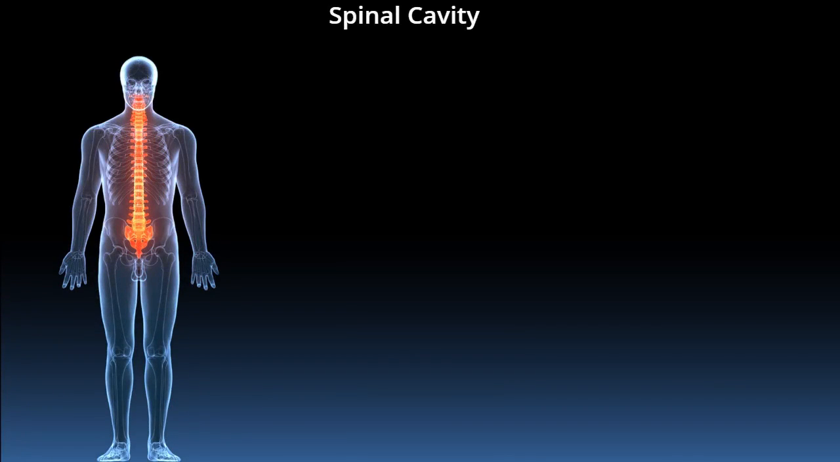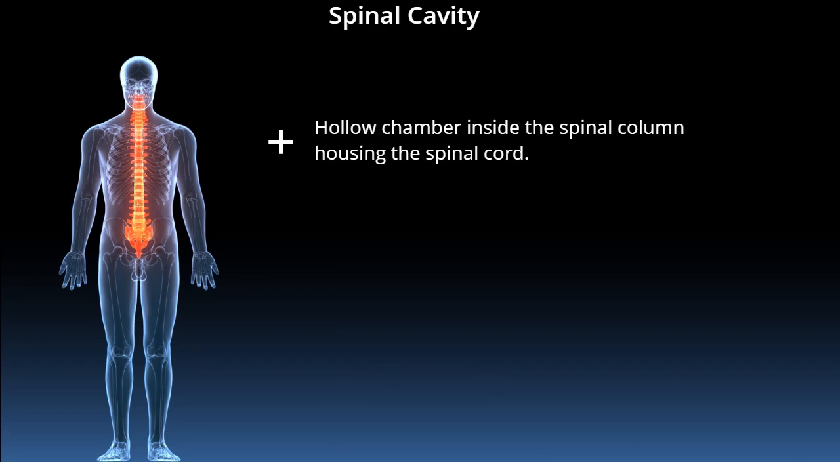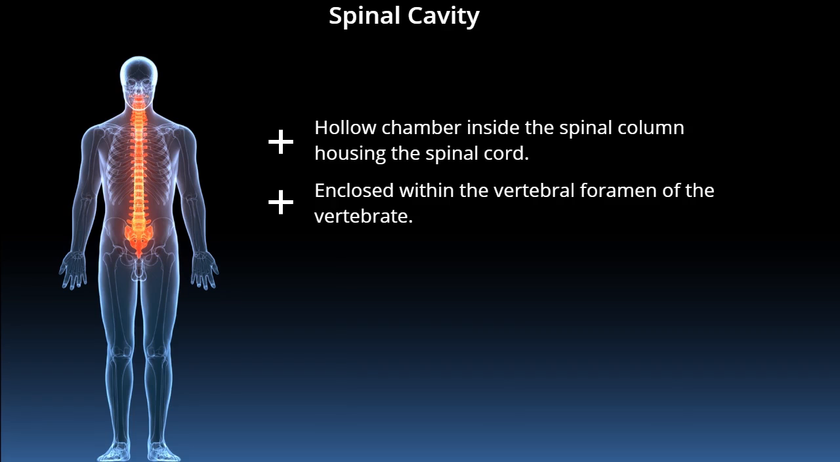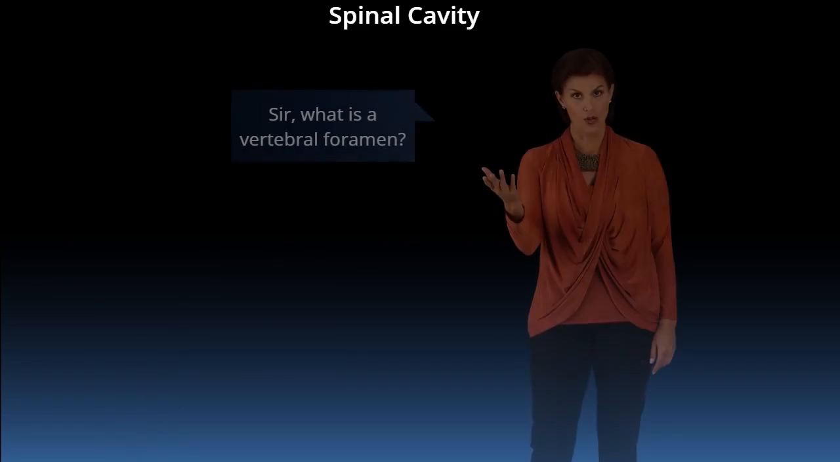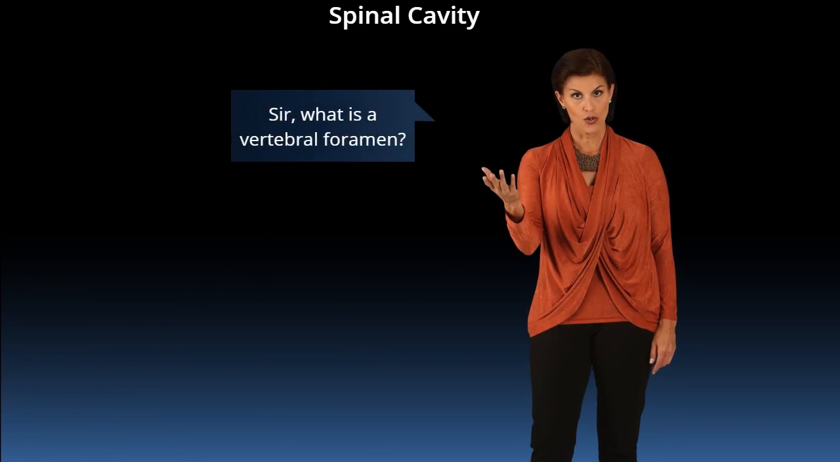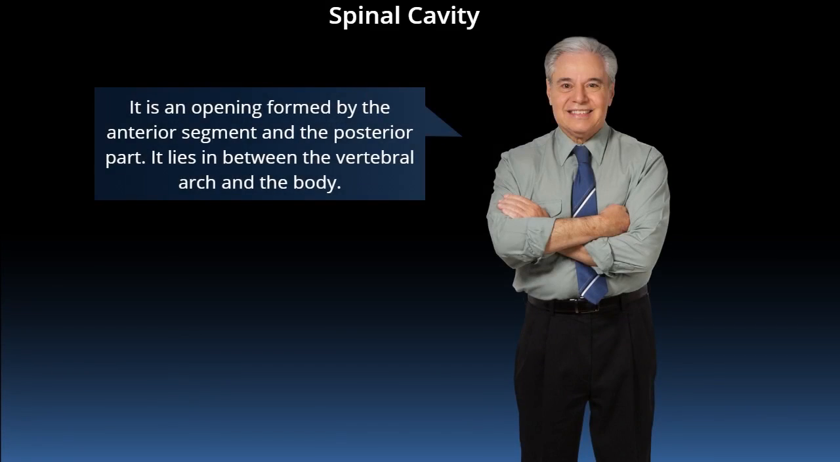Coming down from the head, we venture into the spinal region. The second body cavity is the spinal cavity, which is a hollow chamber inside the spinal column housing the spinal cord. It continues down from the cranial cavity. This cavity is enclosed within the vertebral foramen of the vertebrae, and is hence also referred to as the vertebral cavity. Sir, what is a vertebral foramen? It is an opening formed by the anterior segment and the posterior part. It lies in between the vertebral arch and the body.